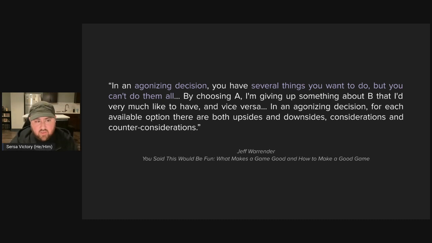Jeff Warrender uses stronger language to describe trade-offs in You Said This Would Be Fun, What Makes a Game Good and How to Make a Good Game. He writes that a well-designed choice in a game should be agonizing. In an agonizing decision, you have several things you want to do, but you can't do them all. By choosing A, I'm giving up something about B that I'd very much like to have, and vice versa. In an agonizing decision, for each available option, there are both upsides and downsides, considerations and counter-considerations. It is the tension the player feels when having to weigh these considerations and counter-considerations that lead to fun and drama.